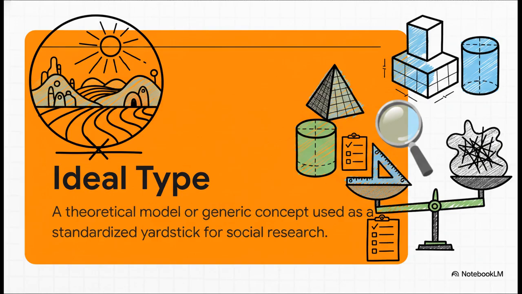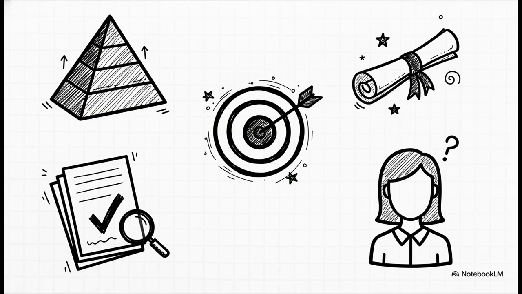By establishing this pure extreme model, researchers could look at actual real-world organizations and measure exactly how much they deviated from this purely rational baseline. So what does this pure model look like? The specific anatomy of this ideal bureaucracy relies on a few core features.